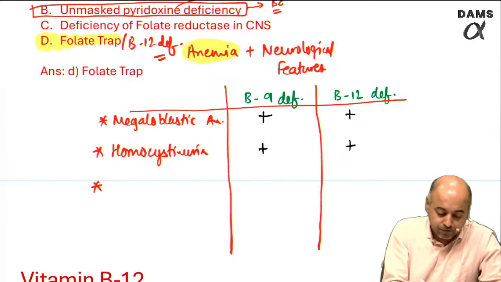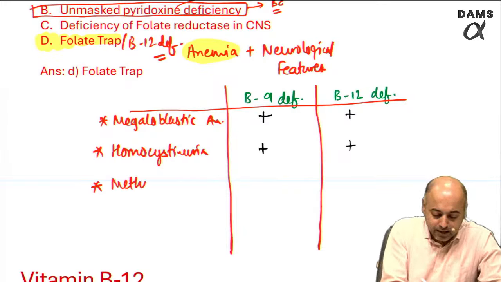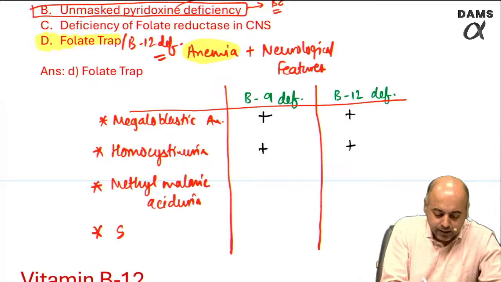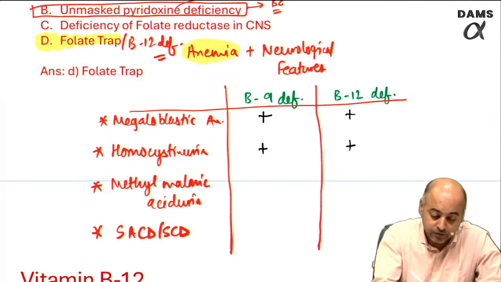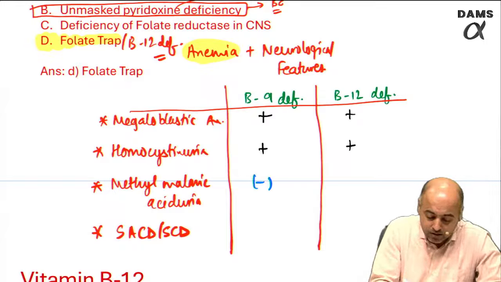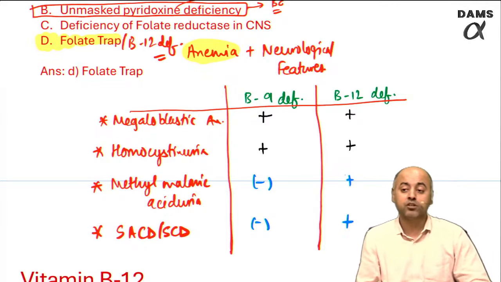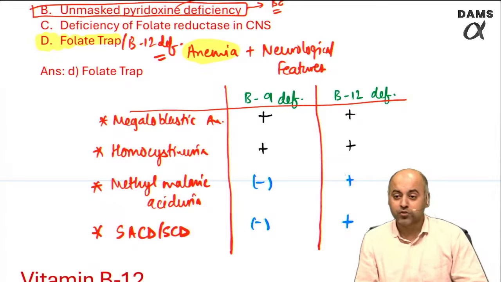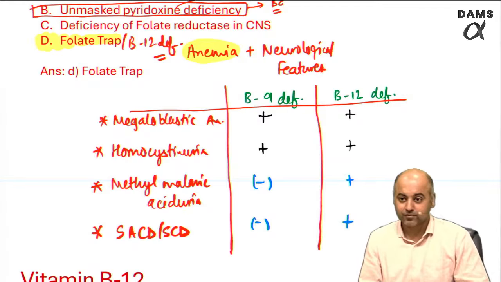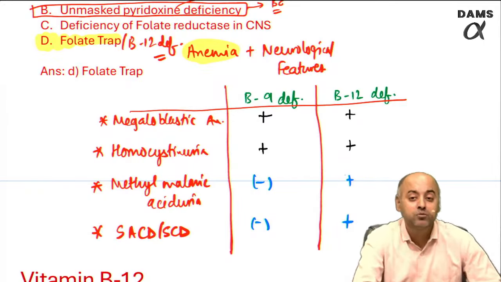However, the methylmalonic aciduria and the subacute combined degeneration of the cord, these are not seen in B9 deficiency because they are the characteristic features of B12 deficiency. Okay, so this is how you can distinguish between B9 and B12 deficiency.